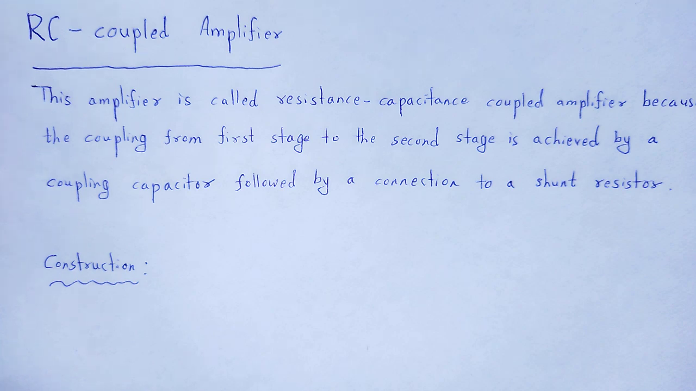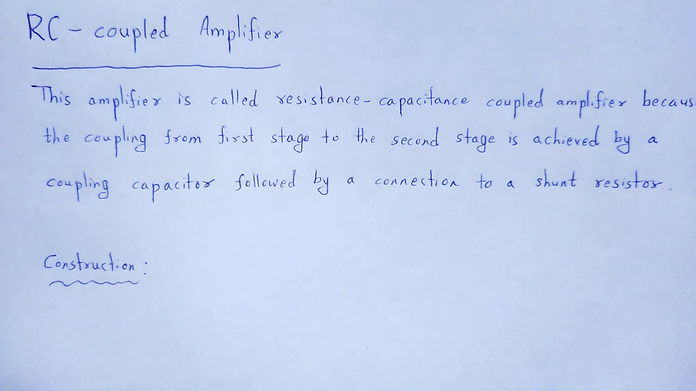In this video, we are going to discuss the RC coupled amplifier. Let's begin. First of all, we understand what an amplifier is. An amplifier is an electronic device that amplifies the magnitude of the applied input signal. That applied input signal may be voltage, current, power or any kind of electronic signal. That signal is amplified by using an amplifier.